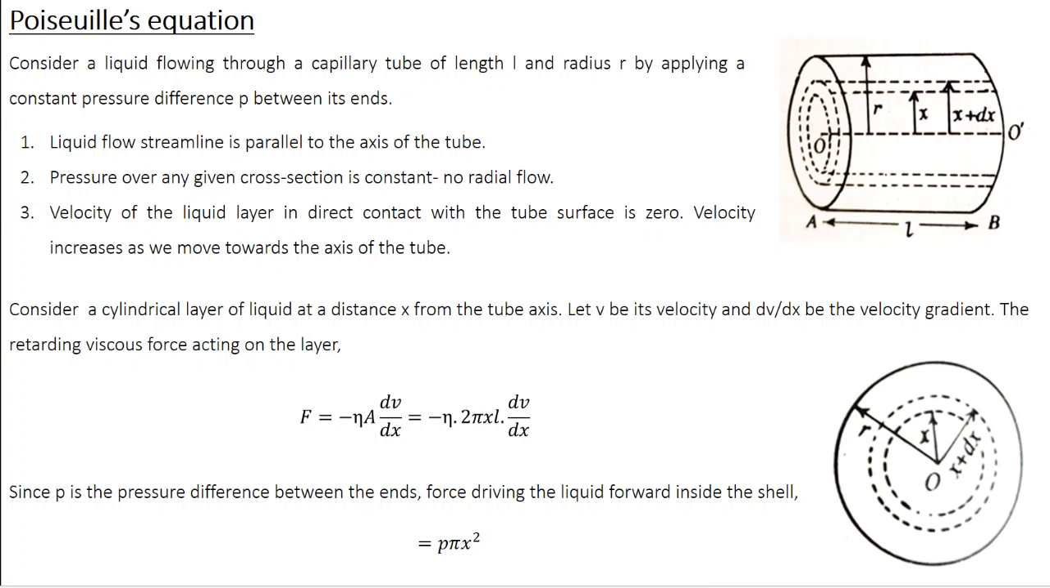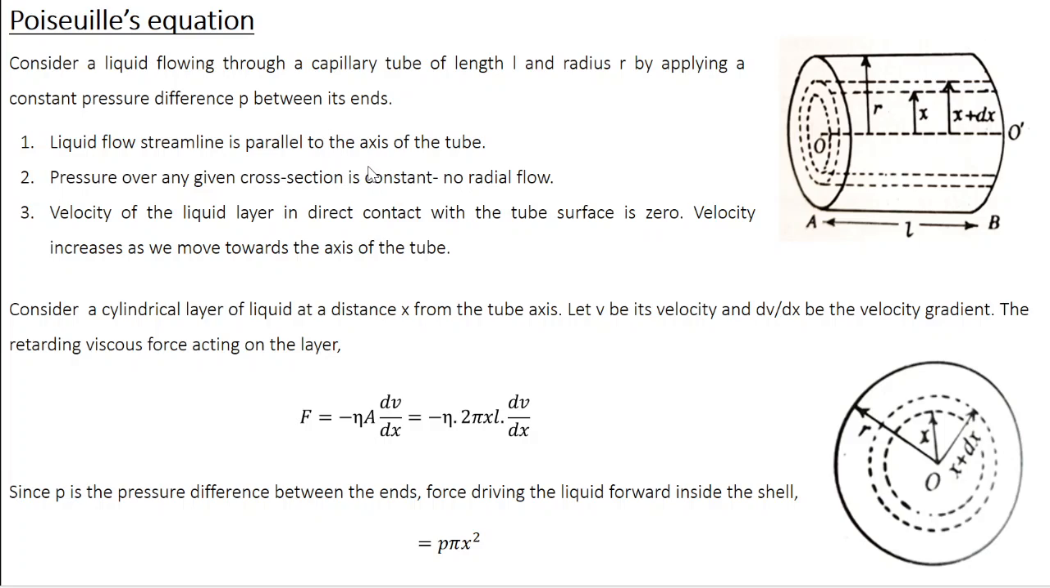Now, as I said earlier, if you consider a streamline flow in a tube, the velocity profile is going to be parabolic. So let's derive an exact equation for this velocity profile. And we also want to find out what is the amount of fluid flowing per unit time. So this is an important equation in fluid dynamics known as Poiseuille's equation. So consider a liquid flowing through a capillary tube of length L and radius R by applying a constant pressure difference P between its ends.